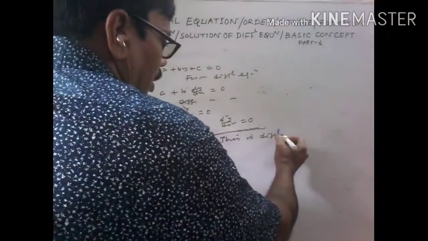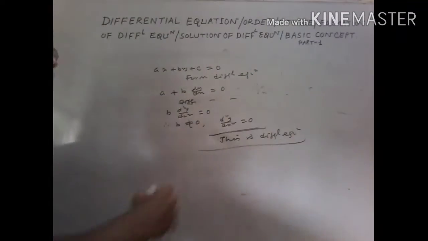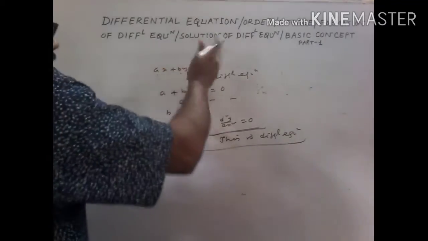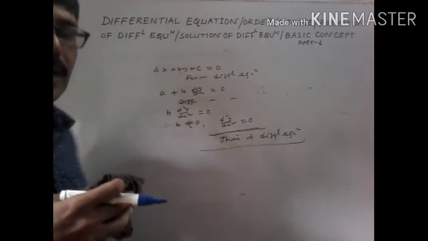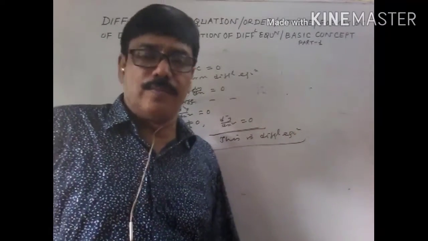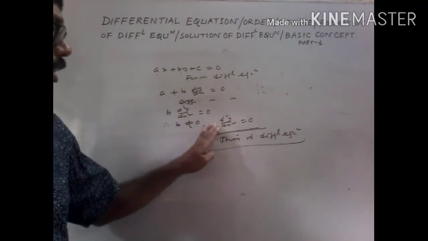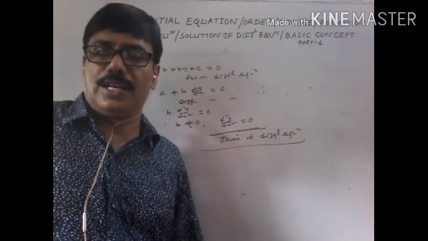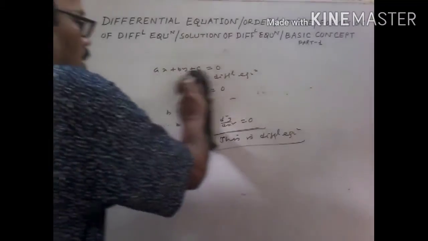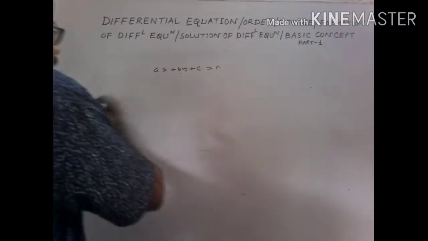This is the differential equation. Now look, one observation. So how many constants? A, B and C. So we know if there are three constants, we get a third order differential equation. But here we are getting a second order differential equation. So what's the reason behind it?